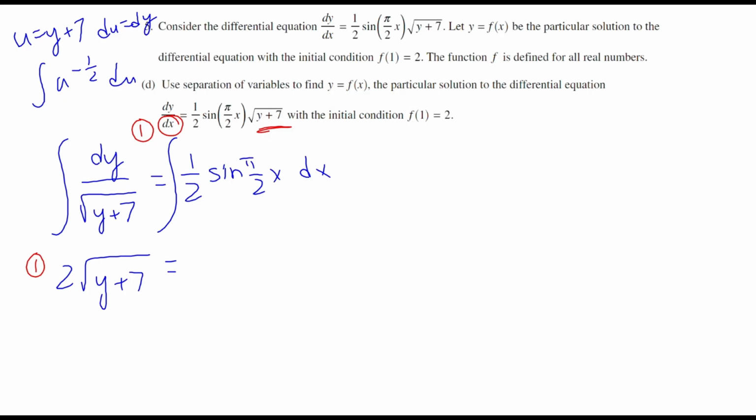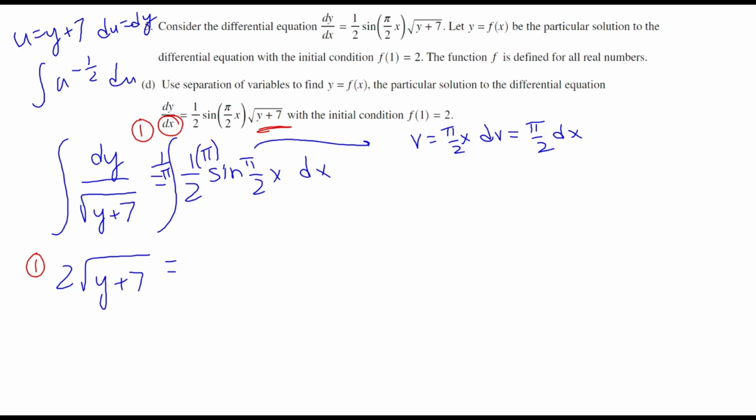And now we'll do the other antiderivative, which is also going to require a substitution. We'll let v equal pi over 2x, then dv will just be pi over 2 dx, which we don't have. We have a 1/2 there. We have the half, but not the pi over 2. So we'll multiply by pi here and by 1 over pi out in the front.